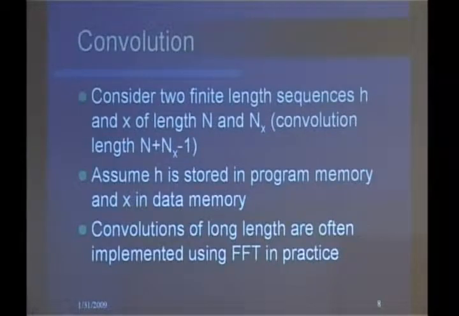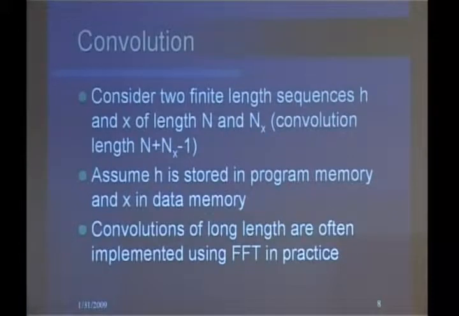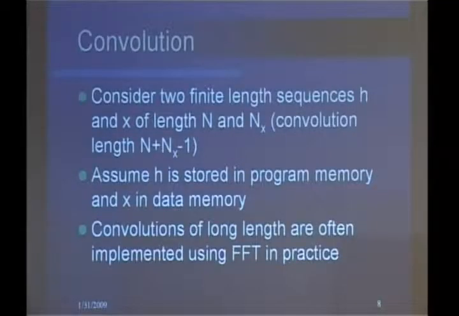Okay, now let us consider another application, convolution. And here I consider two finite length sequences h and x. These are vectors of length n and nx respectively. Is it okay? So when I convolve them, I should get sequences of length equal to n plus nx minus 1. Right? It's a different matter that convolutions of long length are implemented using FFTs.